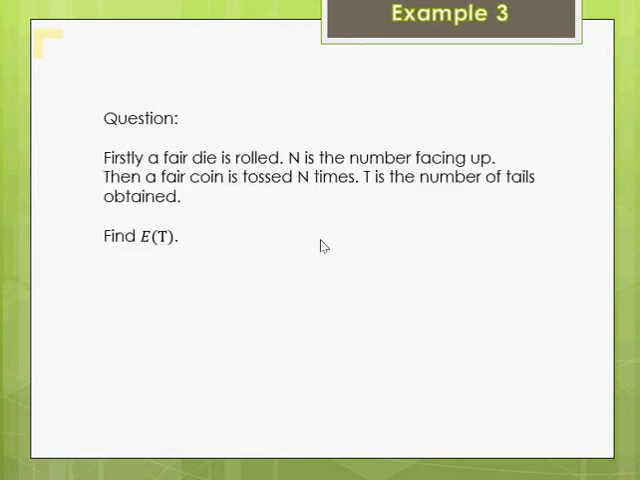Example 3. Let's see how we can use the random sum theory. Firstly, a fair dice is rolled, and N is the number facing up. Then a fair coin is tossed N times. T is the number of tails obtained. Find the expected value of T. Obviously, the distribution of T depends on the value of N. If we get the number 2, then we toss the coin 2 times. If we get the number 5 instead, we toss the coin more times, and the number of tails obtained may be larger too.